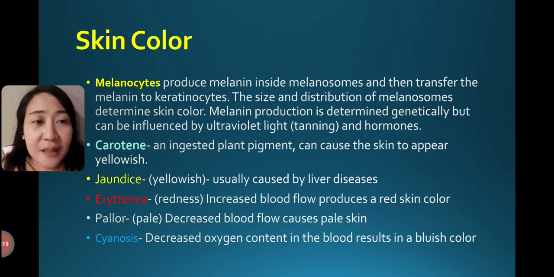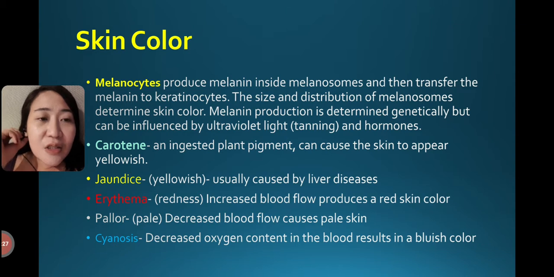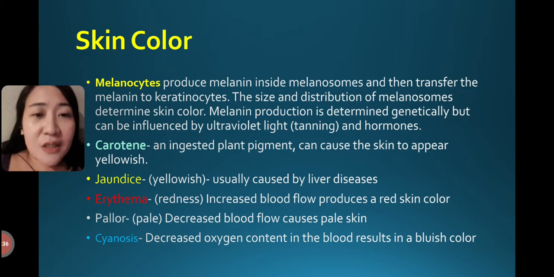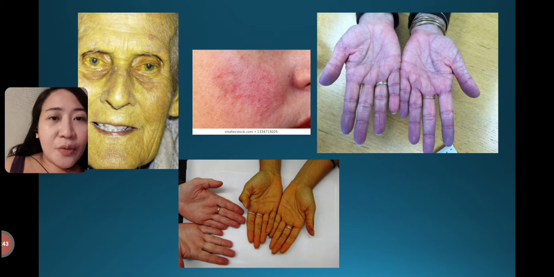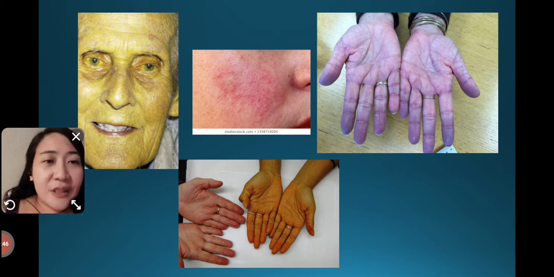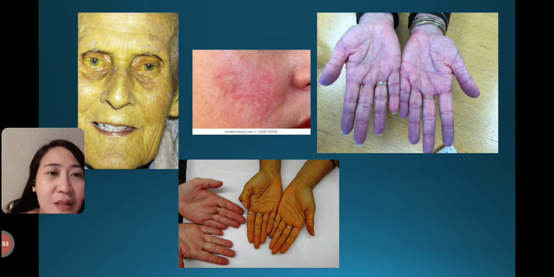So, carotene, an orange plant pigment, can cause the skin to appear yellowish. Yung kakakain ng carrots. And jaundice, yellowish, is usually caused by liver diseases. So, erythema, redness, increased blood flow; pallor, pale; cyanosis, decreased oxygen content in the blood, results in a bluish color of the skin. Yan lang yung tandaan yan, ha? Ito, may jaundice, erythema. Ito, mayroon cyanosis, so may bluish discoloration. Ito naman is carotenemia. Kakain ng carrots.